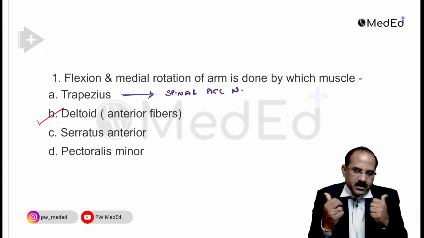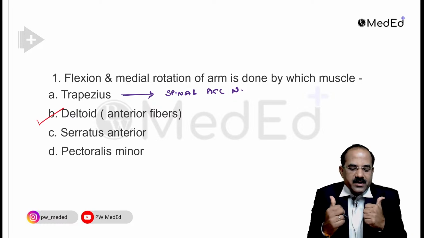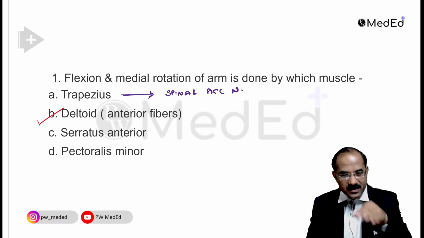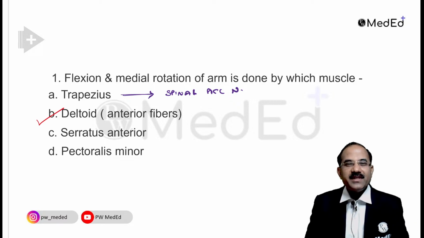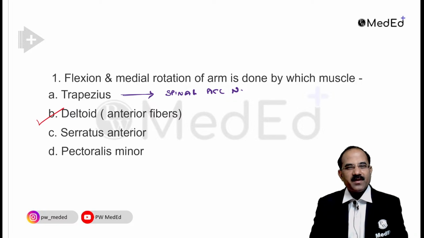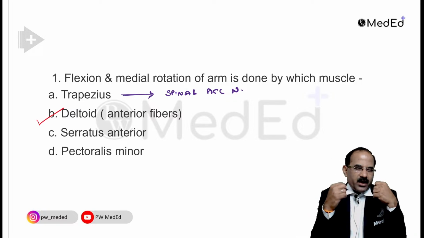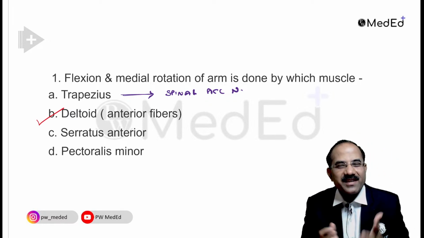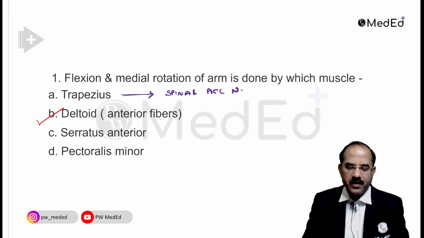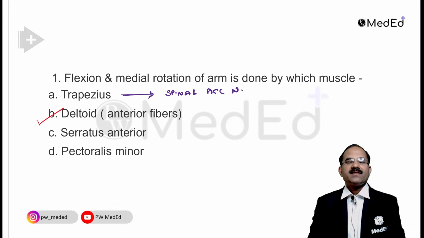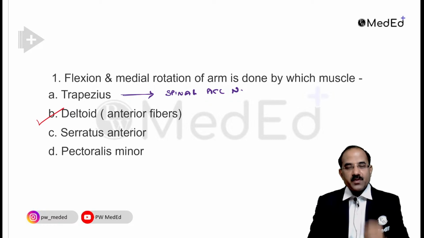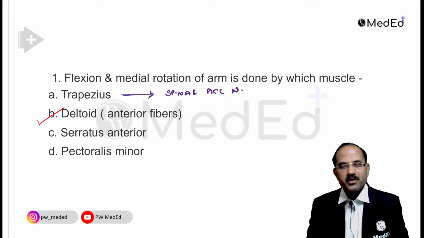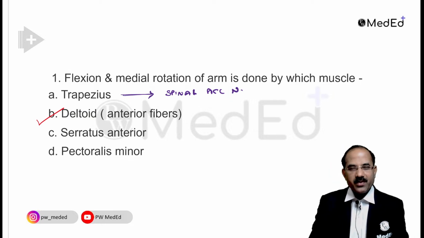Second action of trapezius is shrugging of shoulders. And there's one more action of trapezius, which was asked in this PG NEET. What is that action? One is shrugging of shoulders. Second is overhead abduction of the arm along with serratus anterior. Which is the third action of trapezius? Any guesses? This was the MCQ asked in the INICET that just happened. What is the third action of trapezius?